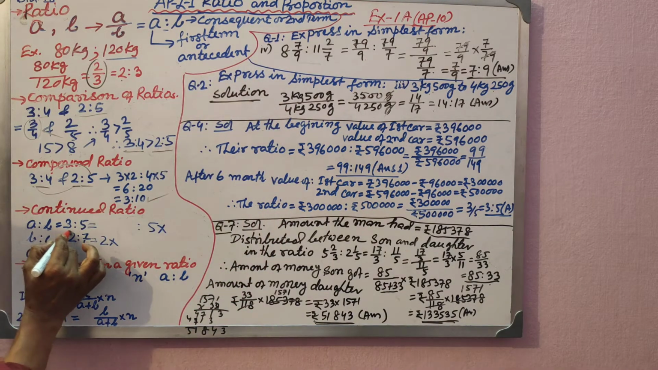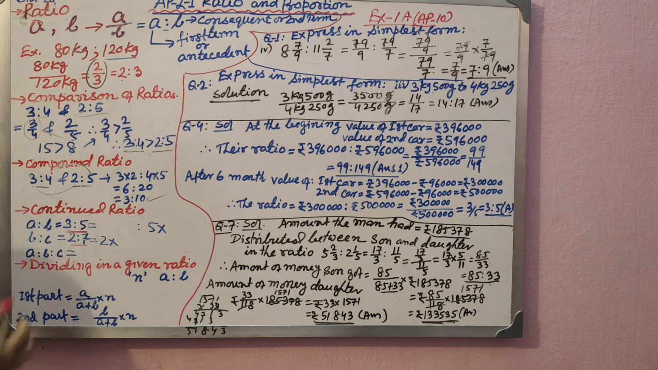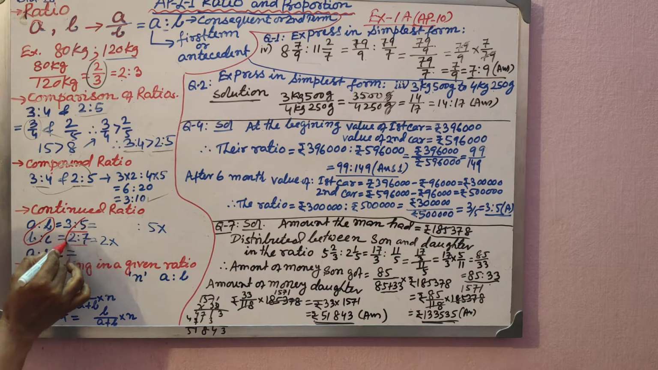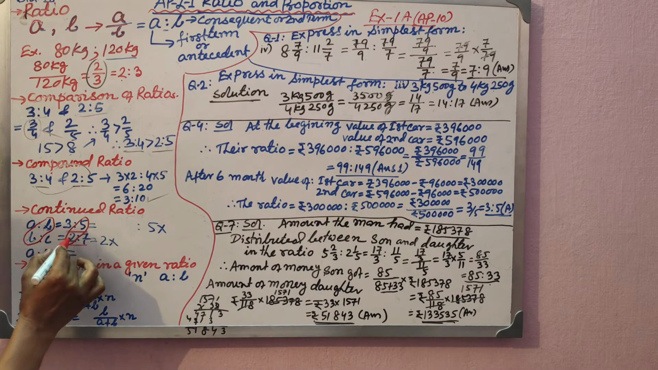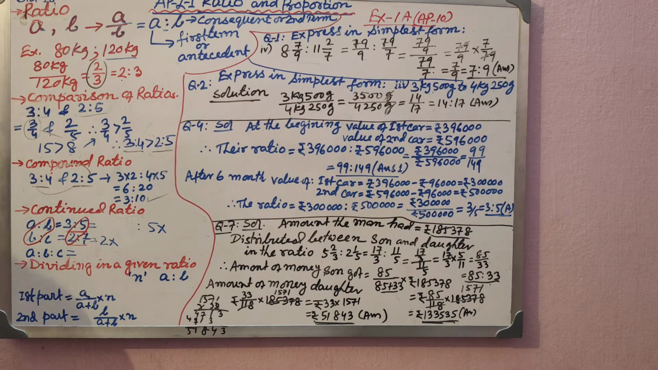A is to B is given as 3 is to 5. B is to C is given as 2 is to 7. See here, B and B, these two are B and B. So here also 5 and 2 have to be the same. Had both been 5, then A is to B is to C would have been 3 is to 5 is to 7. But it is not. What is the problem in doing that?